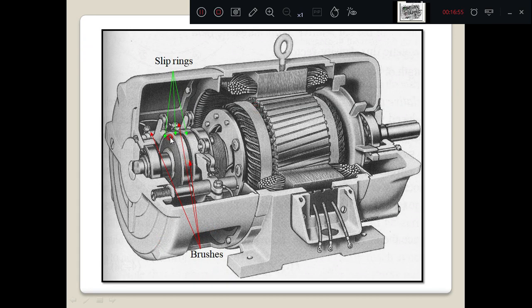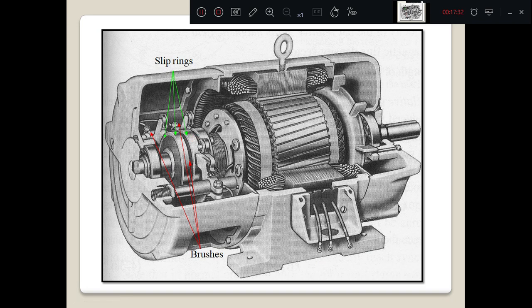This is the cross section of a slip ring induction motor. You can see here this is a three-phase rotor winding, and these windings are brought outside through three slip rings. You can see here it is 1, 2 and 3 slip rings, and these are connected externally through the brushes. These are the three brushes. They are using slip rings, therefore it is called a three-phase slip ring induction motor.